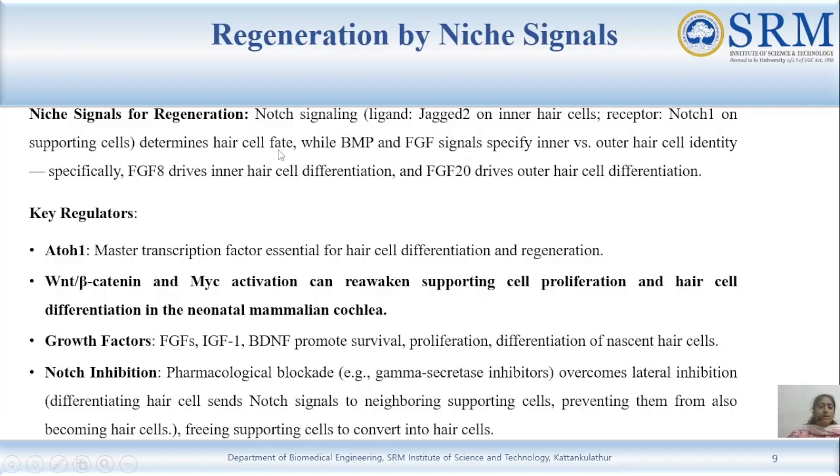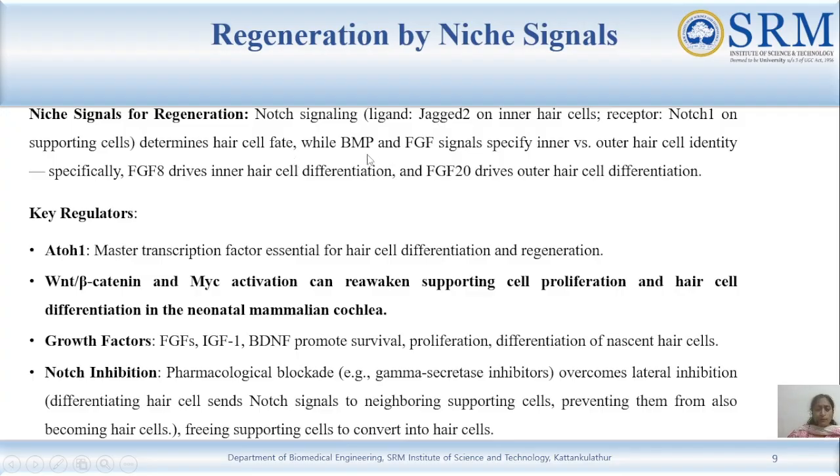So one of the main signaling pathways is the Notch signaling. For this signaling, the ligand or the molecule that needs to bind is the JAG2, and the JAG2 needs to bind on the inner hair cell. The receptor onto which this is binding is the Notch1 receptor, which is present on the supporting cells. And the binding of this JAG2 ligand onto the Notch1 receptor will determine the hair cell fate.